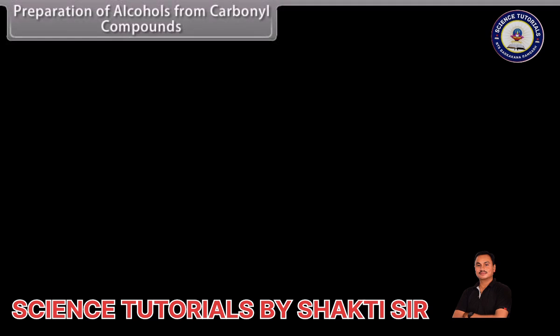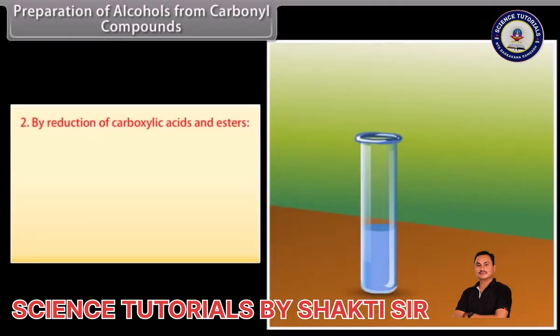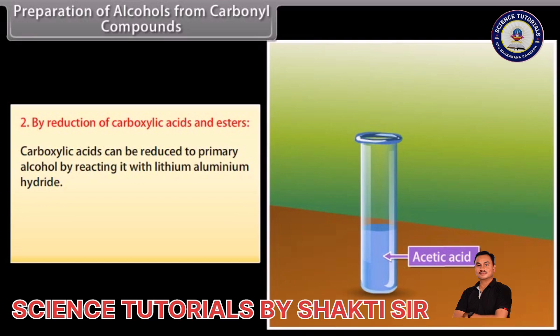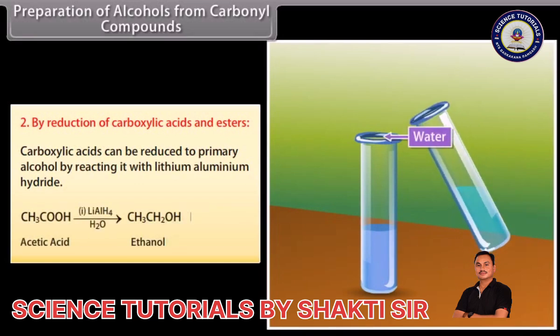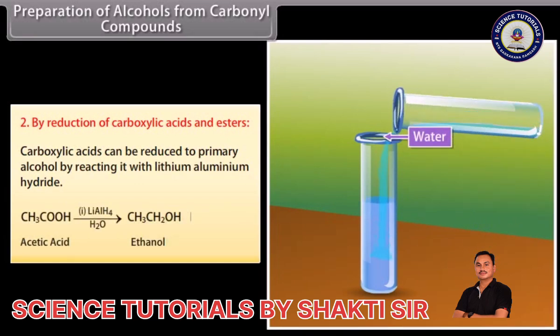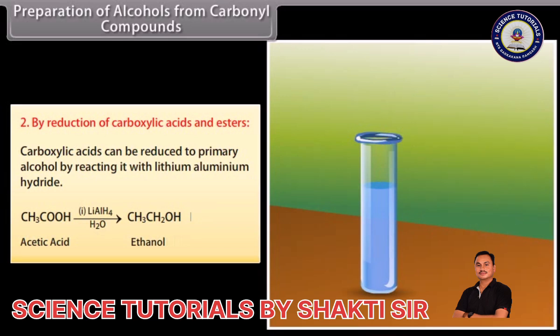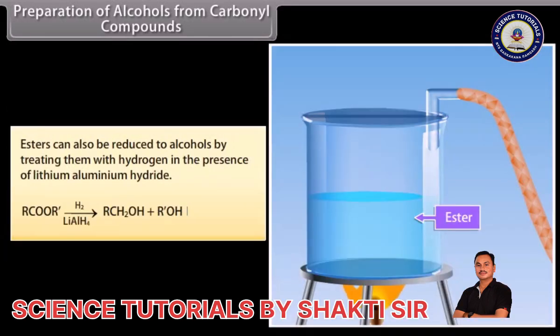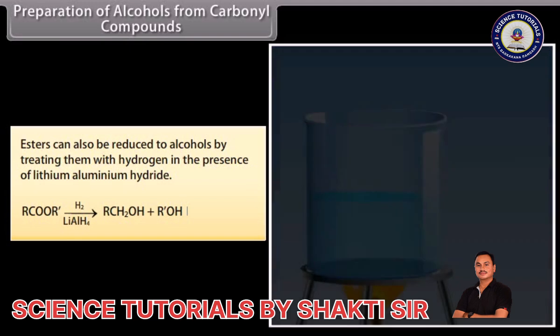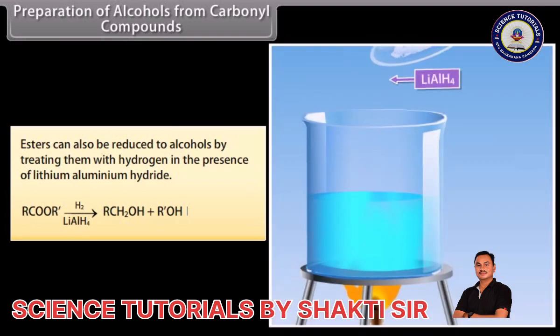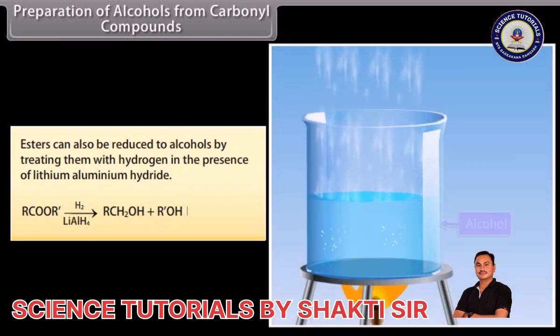From carbonyl compounds. By reduction of carboxylic acids and esters. Carboxylic acids can be reduced to primary alcohol by reacting them with lithium aluminium hydride. Acetic acid is treated with lithium aluminium hydride, followed by water, which forms ethanol. Esters can also be reduced to alcohols by treating them with hydrogen in the presence of lithium aluminium hydride. On treating esters with hydrogen in the presence of lithium aluminium hydride, it forms alcohol.